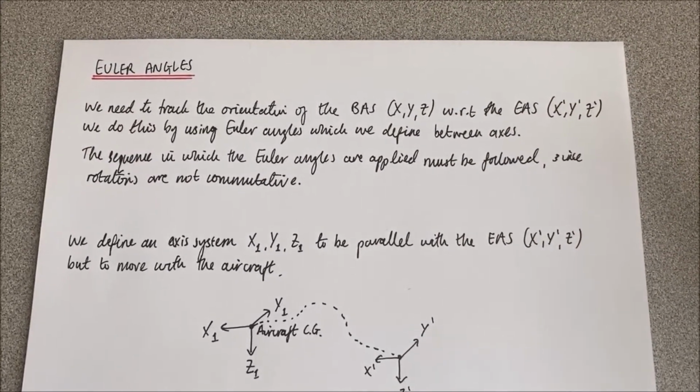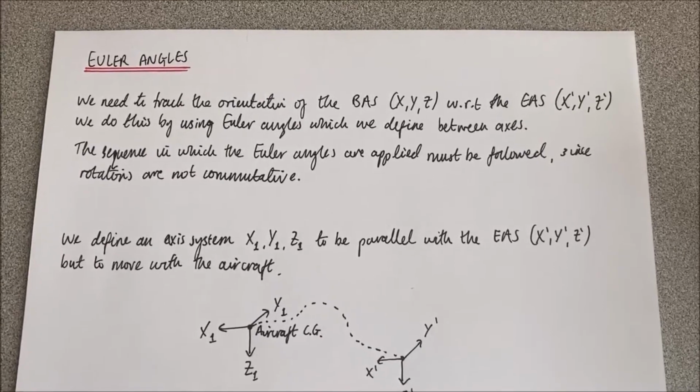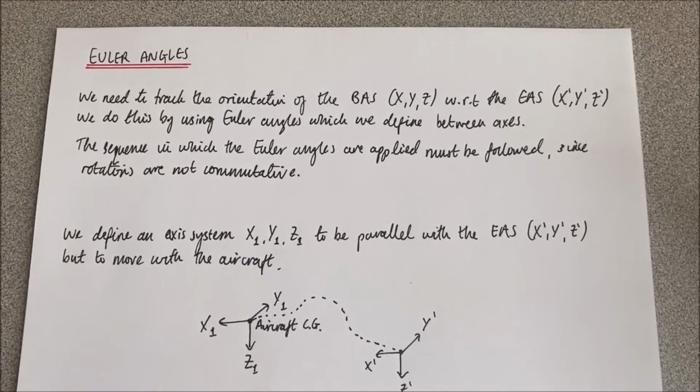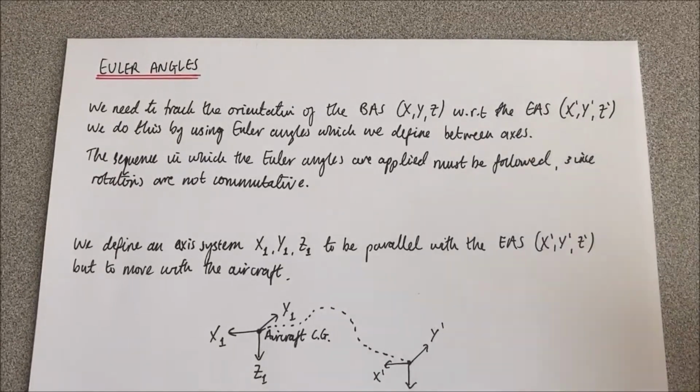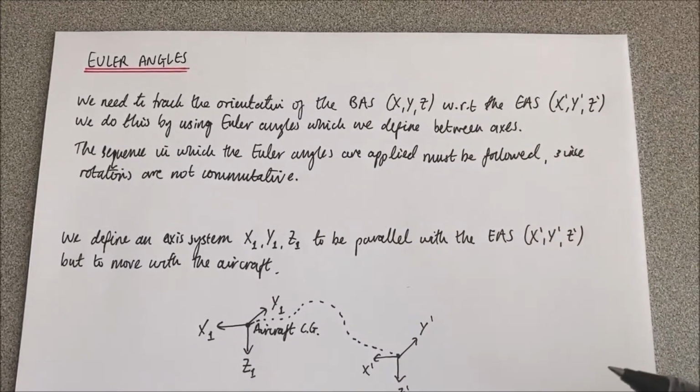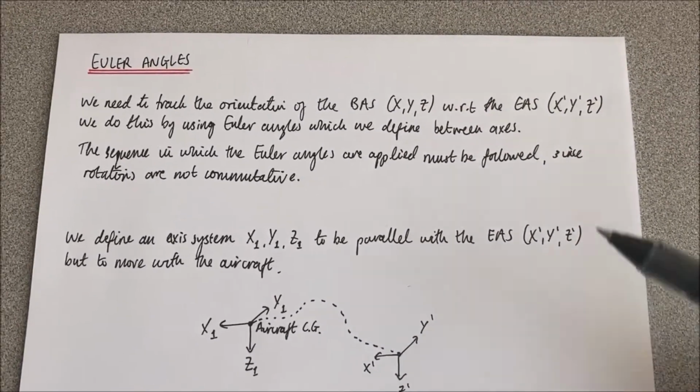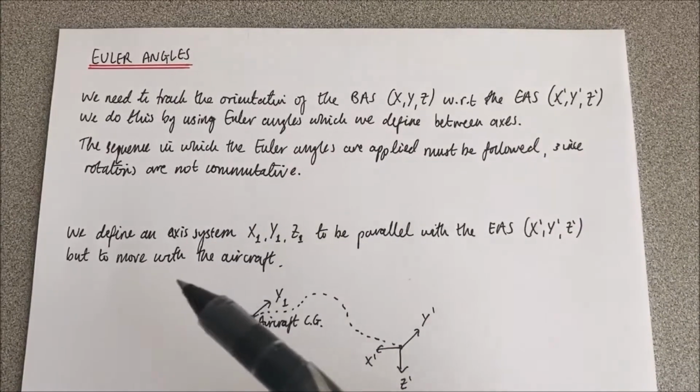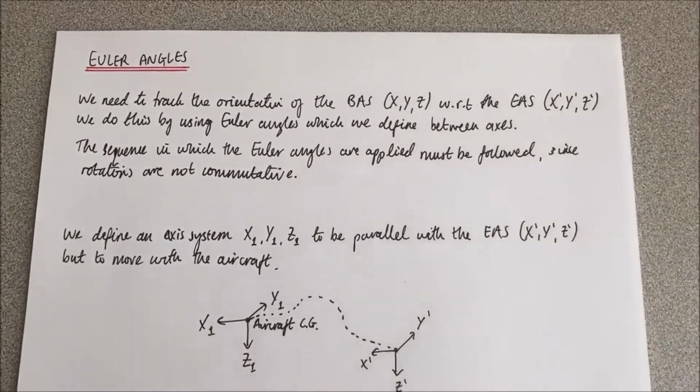Now it's important that we follow the order of the sequence in which these Euler angles are applied to the rotation of our axis systems, because these rotations are not commutative.